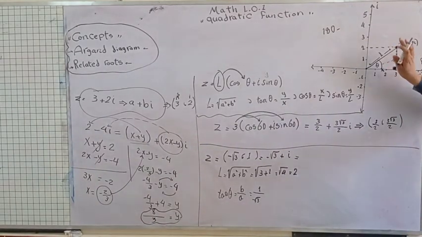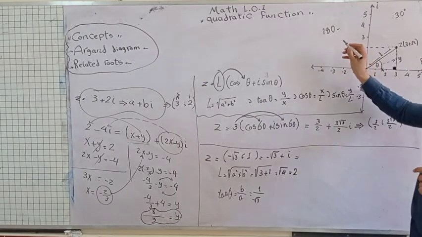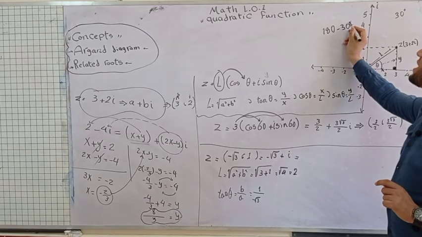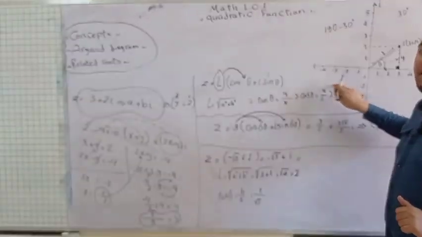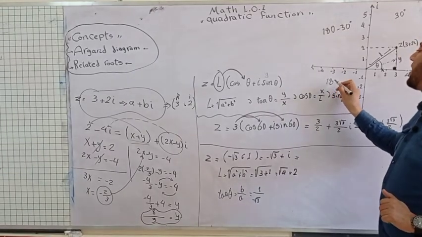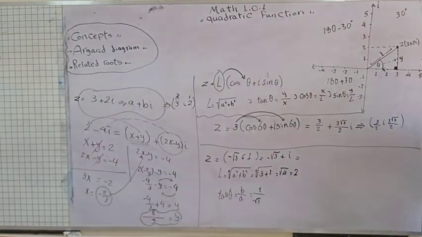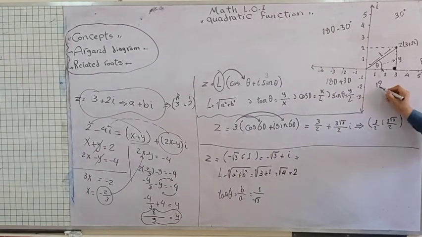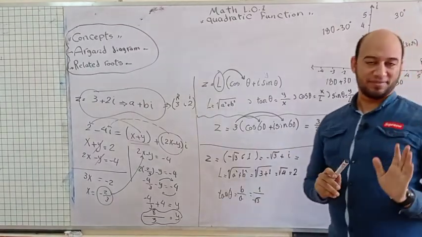If we get 30 from the calculator: if we are in the first quadrant, theta is 30. If we are in the second quadrant, theta is 180 minus 30. If we are in the third quadrant, theta is 180 plus 30. If we are in the fourth quadrant, theta is 360 minus 30. Then by the calculator, we get 30, the acute angle.